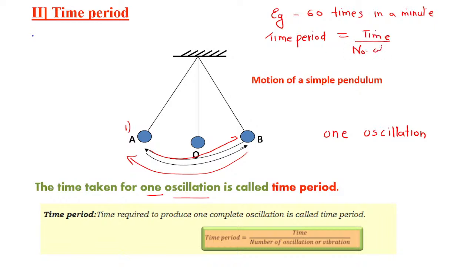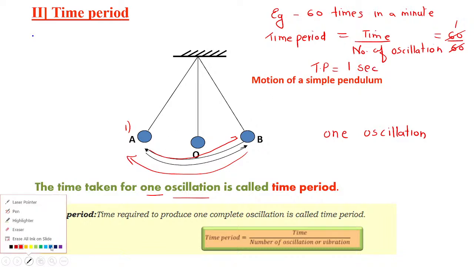Okay, what is the number of oscillation here? In this example, the time is 1 minute, which means 60 seconds, and the number of oscillations is also 60. So what will be the answer? 60 will be divided by 60. So the time period is 1 second. So what's the time period? It is 1 second. Okay, let me give you another example.